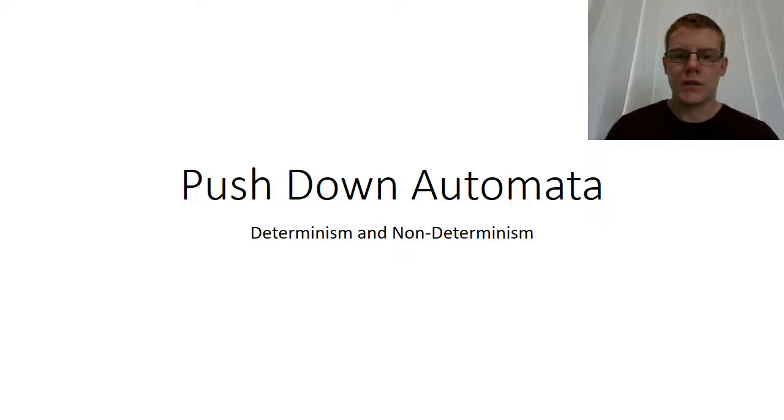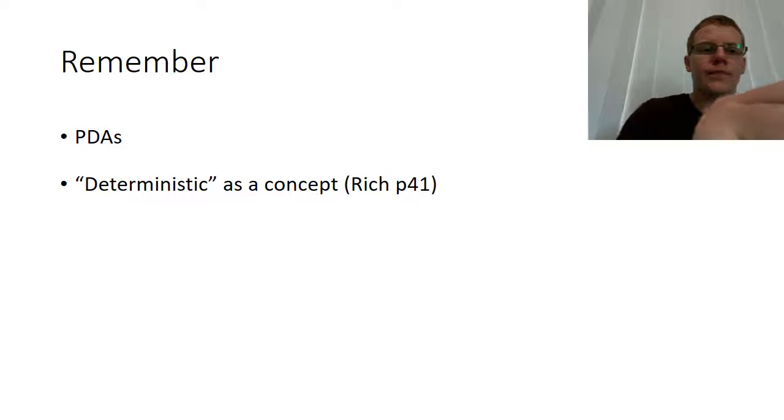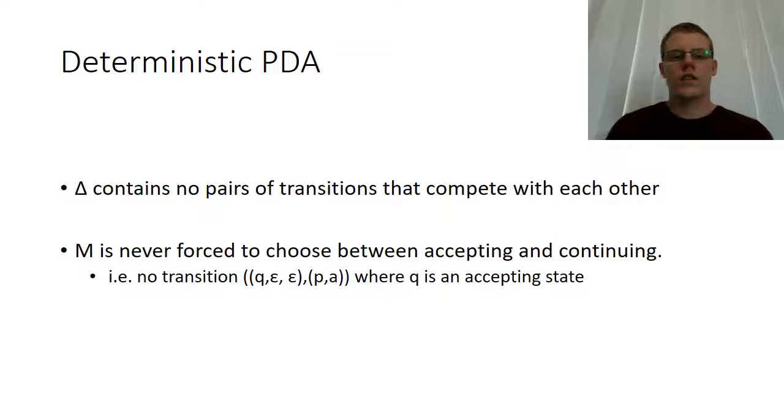So this video is going to be a short and sweet video on the concept of determinism in pushdown automata. You'll need to remember what a pushdown automaton is, and you'll need to remember the concept of determinism versus non-determinism when we talk about them in these machines. So a pushdown automaton is deterministic under two conditions.